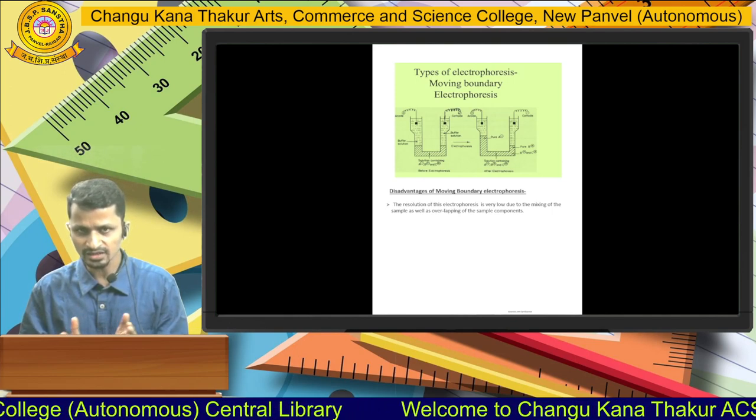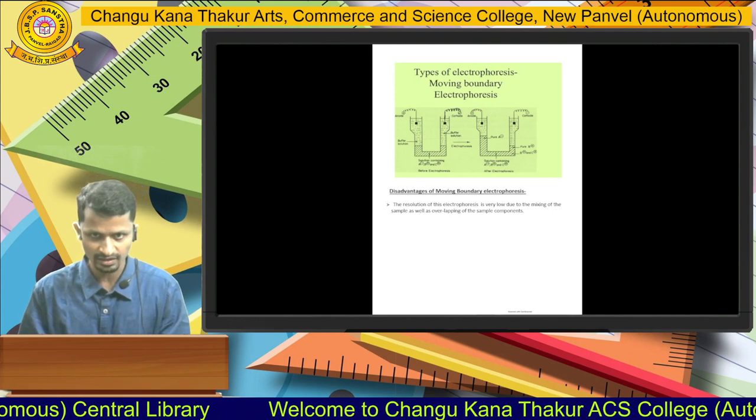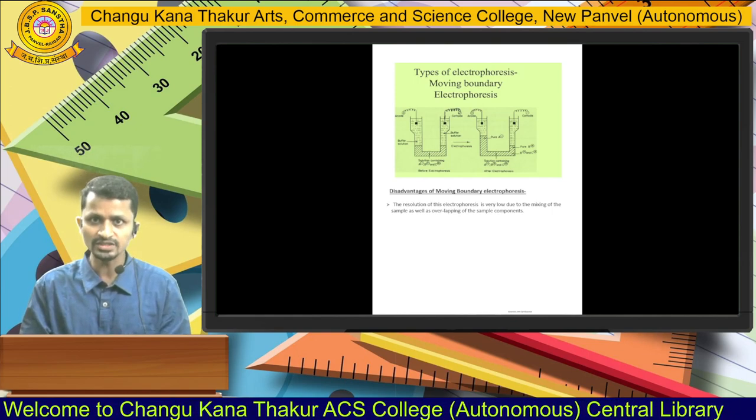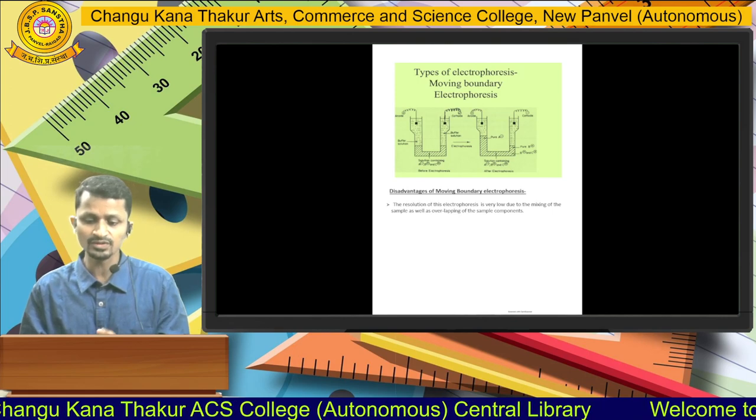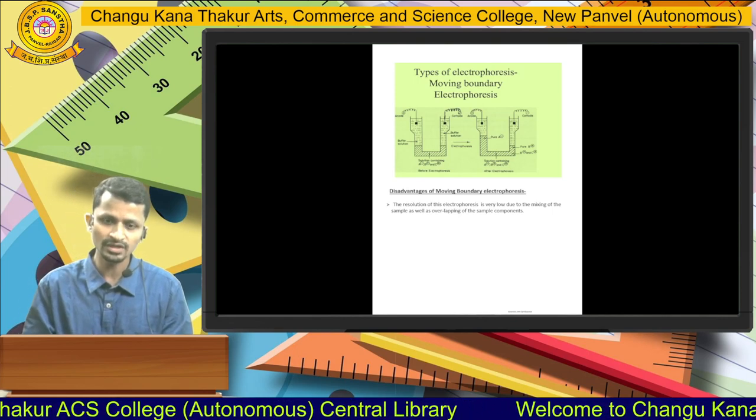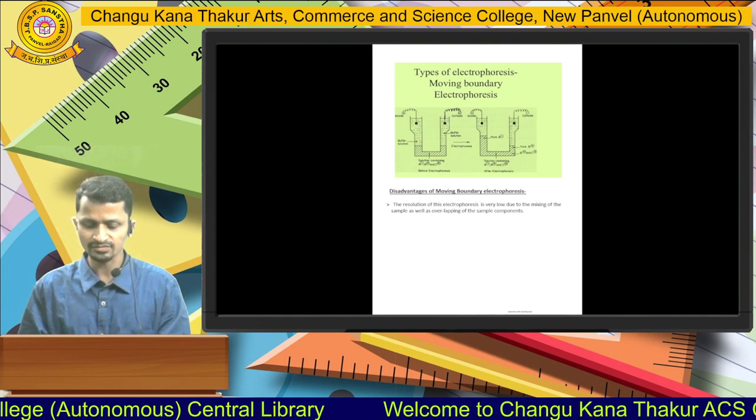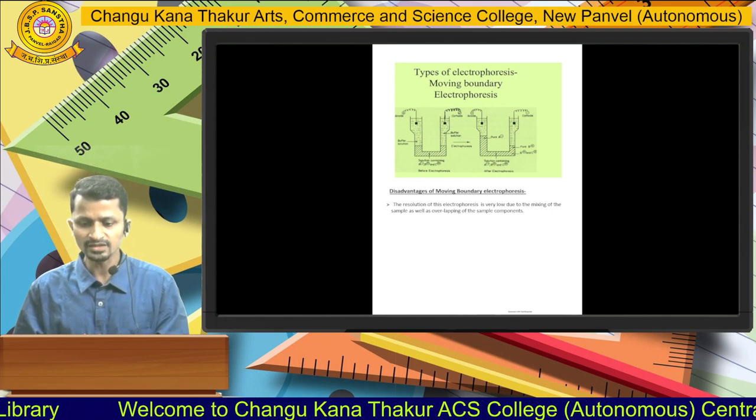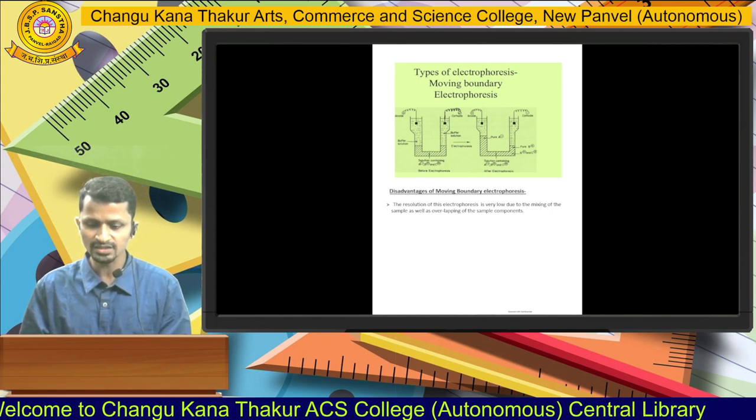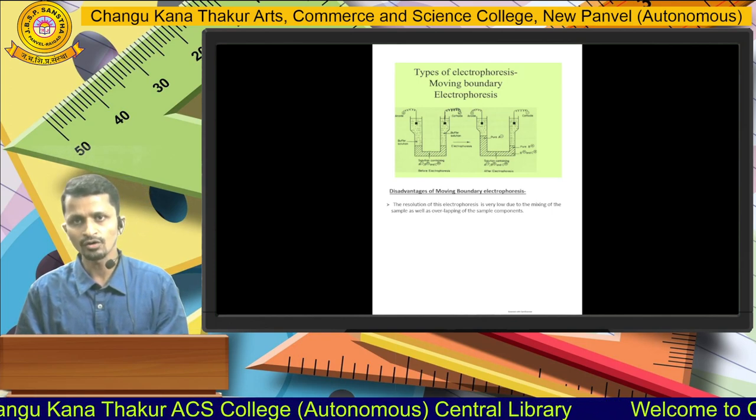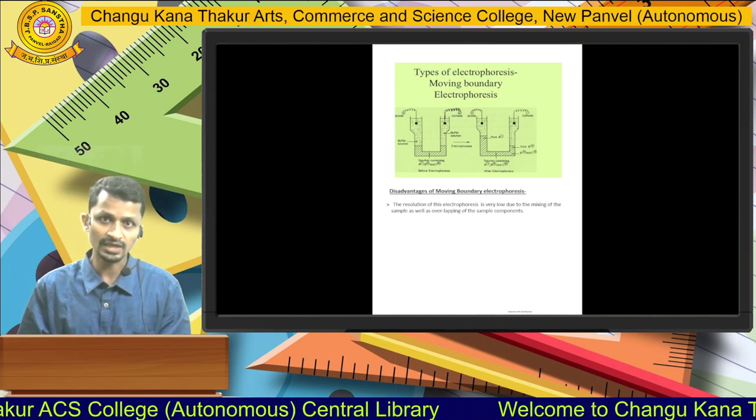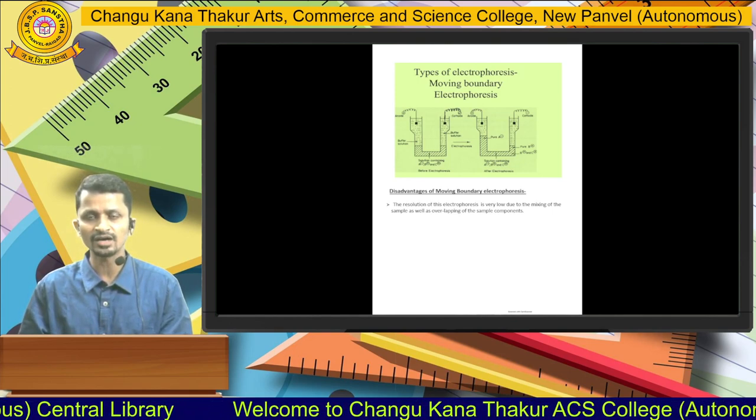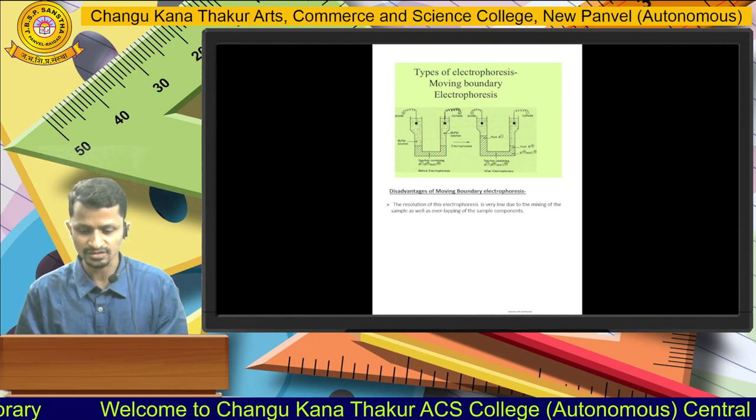Now here A is the negatively charged particle, while B and C are the positively charged particles. Now as I said earlier, the movement of charged particles takes place toward the electrode of opposite charge. It means the positively charged species will go to the electrode of negative charge, and the negative will go to the electrode of positive charge. Here A minus, which is the negatively charged particle, moved to the electrode of opposite side, that is the cathode containing positive charge, while B and C are positively charged, so they will move to the electrode of opposite charge, that is the anode carrying negative charge. So moving boundary electrophoresis is carried out in the U-shaped tube, and you have to remember that the charged particles move to the electrode of opposite charge.